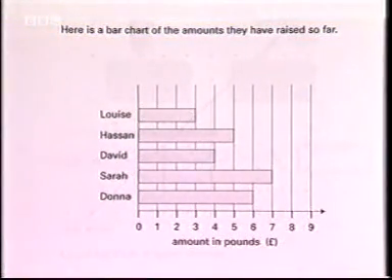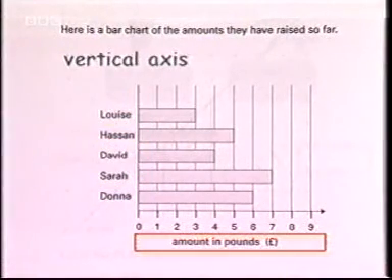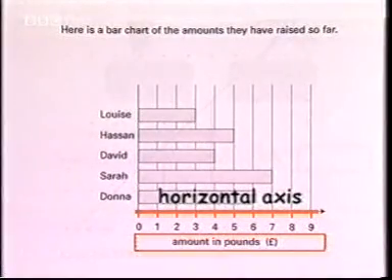Then it shows you the two things that the graph is comparing. The names of the children up the side, that's the vertical axis, and the amount of money in pounds that each of them has raised along the bottom. That's the horizontal axis.